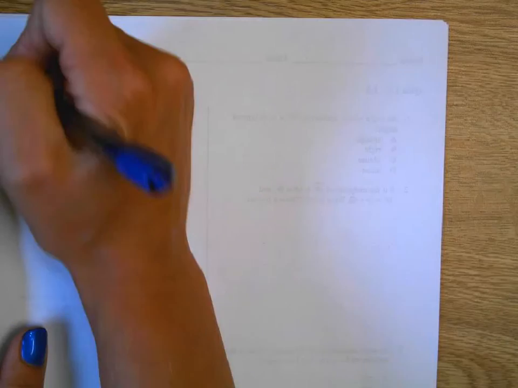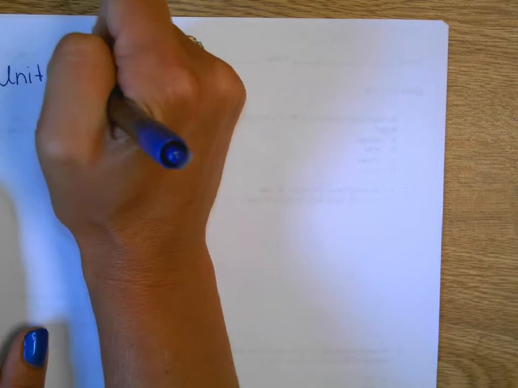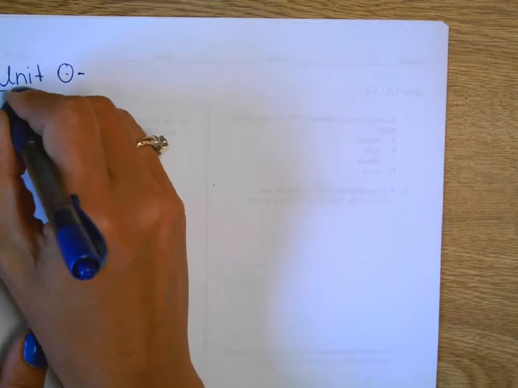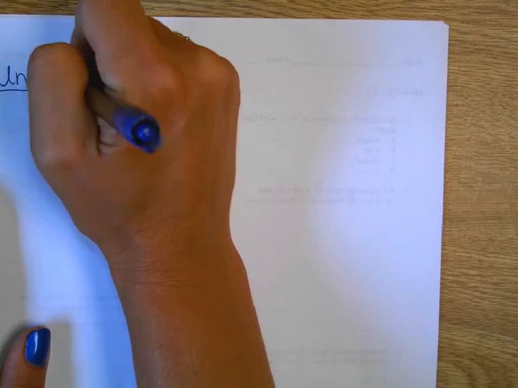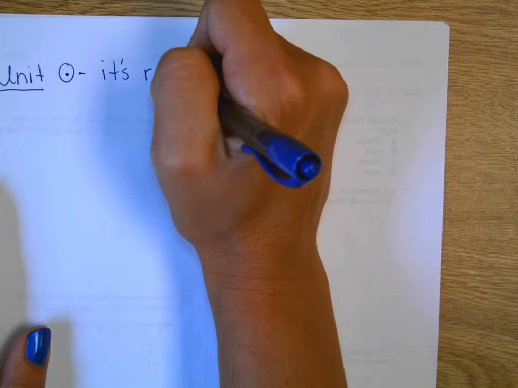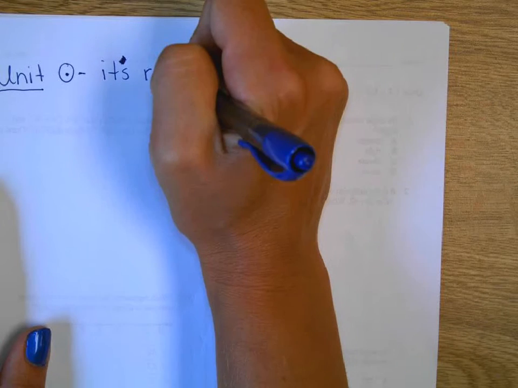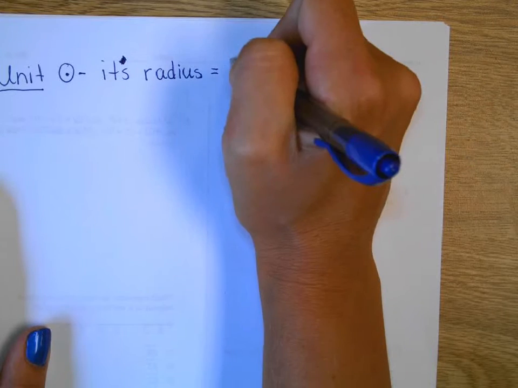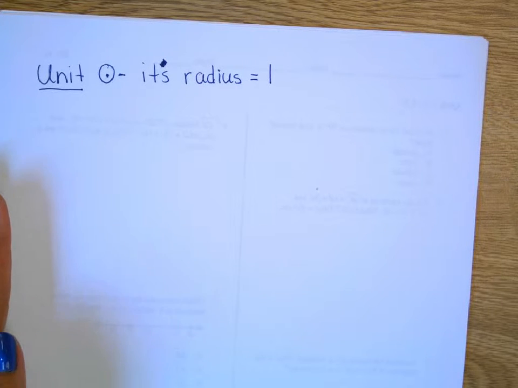So what we're going to do now is simplify this a little bit. We're going to look at what's called the unit circle. Why they call it the unit circle is because its radius equals 1. So if the radius is 1, we're on the unit circle.